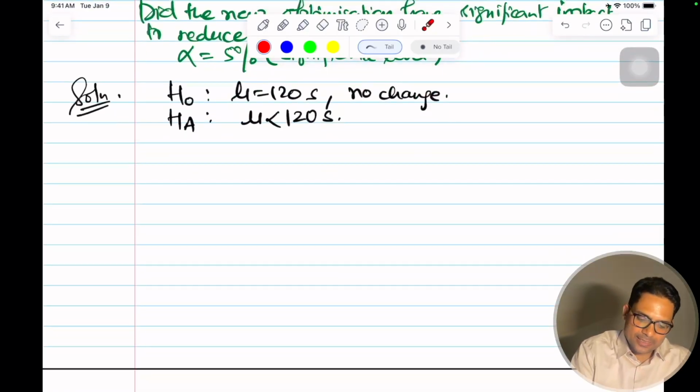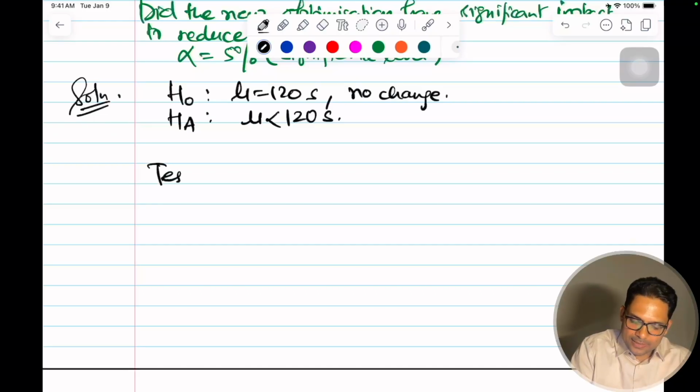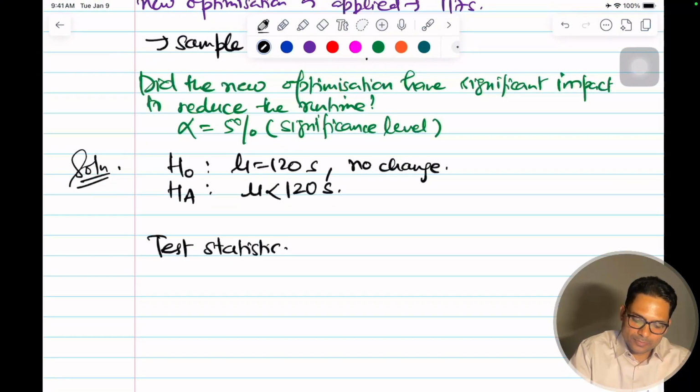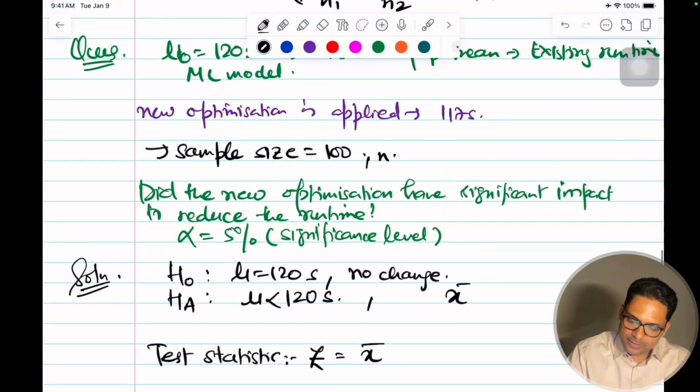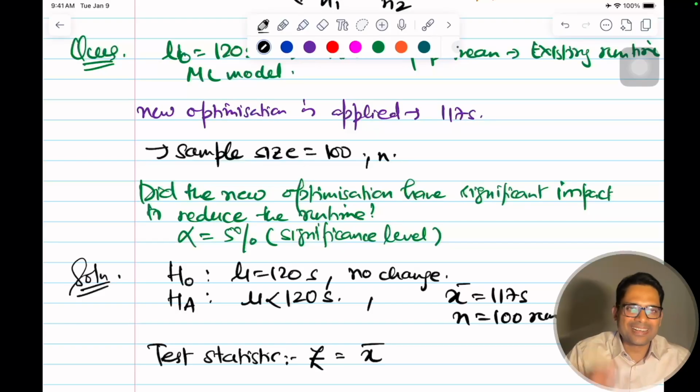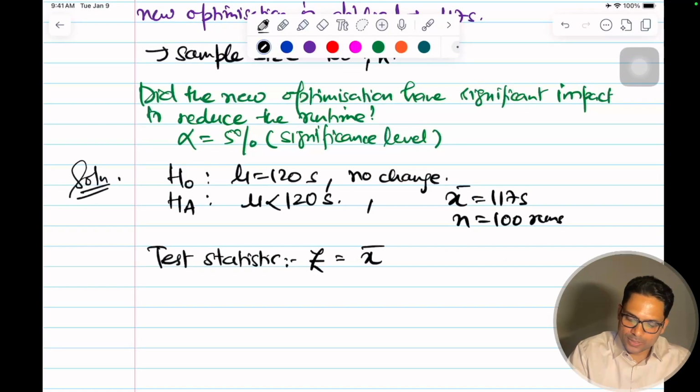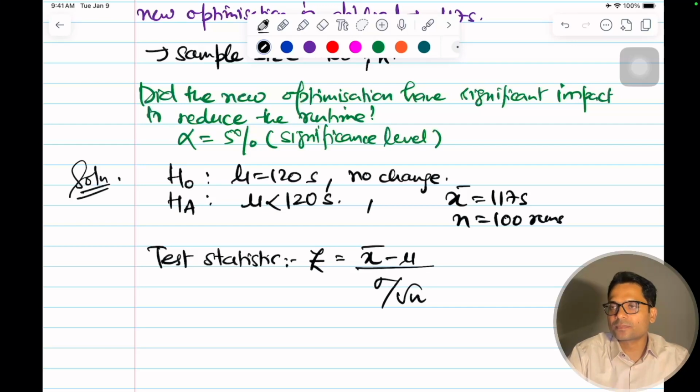What is my test statistic for the one-sided z-test? Because we are comparing the sample mean to ascertain the population mean, my test statistic is Z, equal to X bar minus mu, divided by my standard error, sigma by root N. What is X bar here? The sample mean after 100 runs is 117 seconds, and N is 100 runs. What is sigma? It is the population standard deviation.